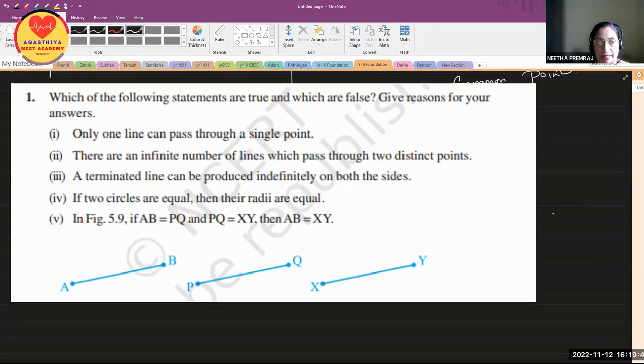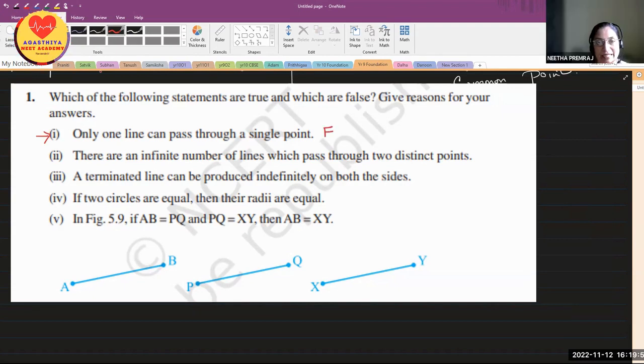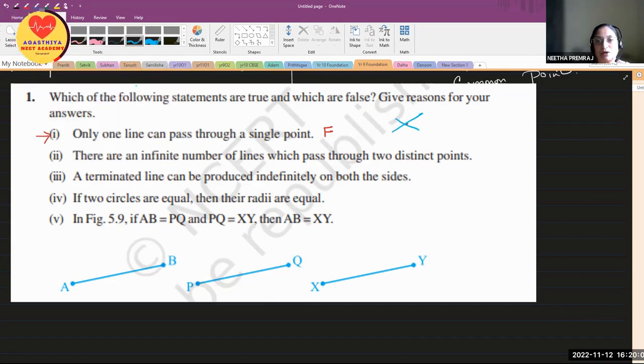Okay. Yes, Seshatri, read the first one and tell me whether it is true or false. Only one line can pass through a single point. False, ma'am. Very good. Correct. Why is it false? Ma'am, through a point we can draw infinite lines. We can draw as many lines as we want. So this is false. Very good, Seshatri.